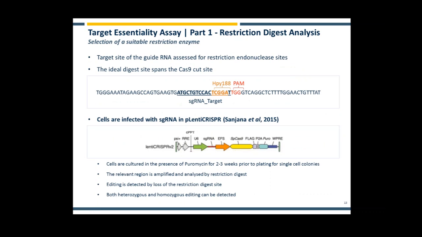Your cell lines of choice will be infected with the sgRNA in an all-in-one vector. We are using the p-lenti CRISPR vector from the Zhang lab, which is referenced in this paper by Sanjana et al.